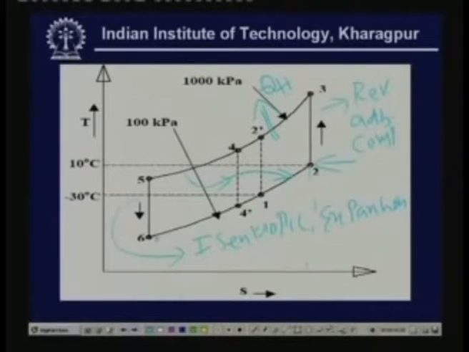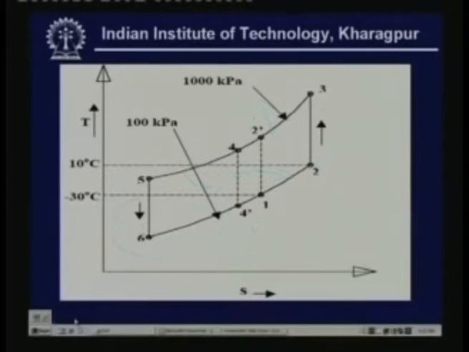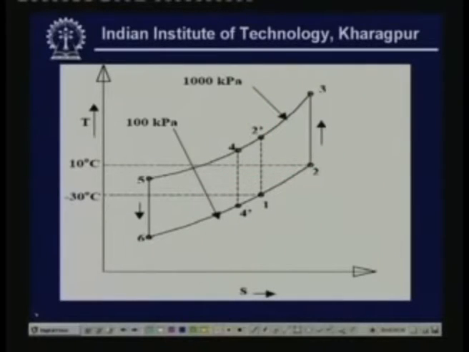And finally process 6 to 4. This process 6 to 4 is the actual heat extraction process, during which you get the useful refrigeration. This is again an isobaric process. This process is taking place at 100 kilopascal pressure, and during this process, because of the heat transfer to the air, the temperature increases from 6 to 1.